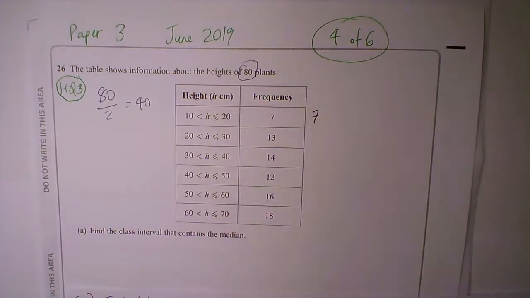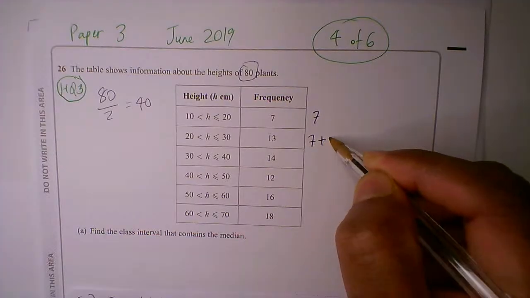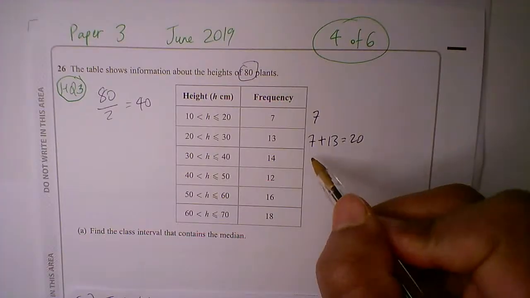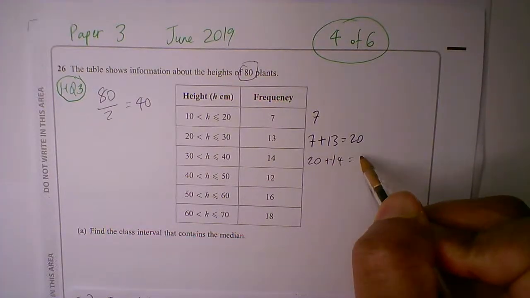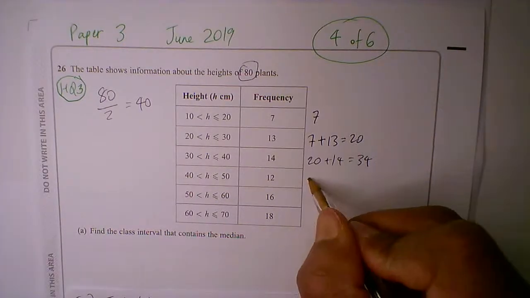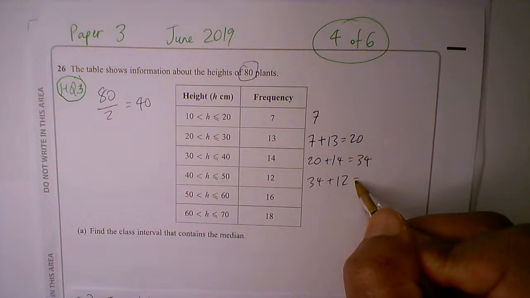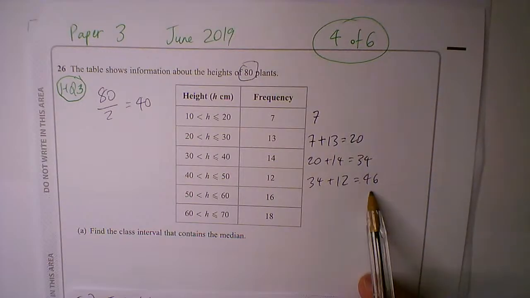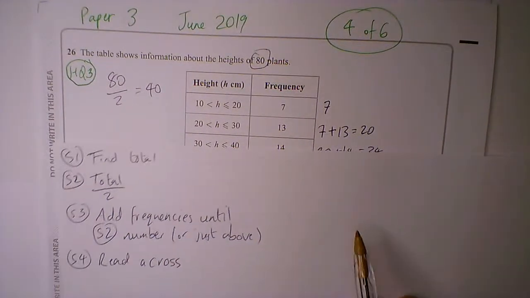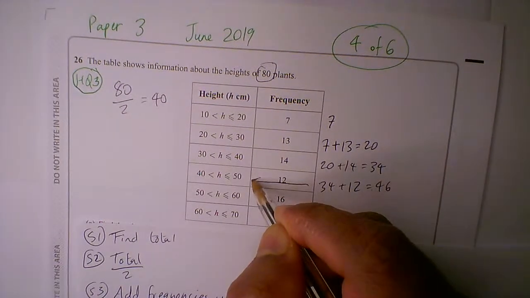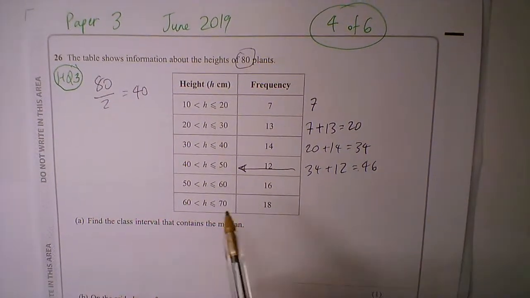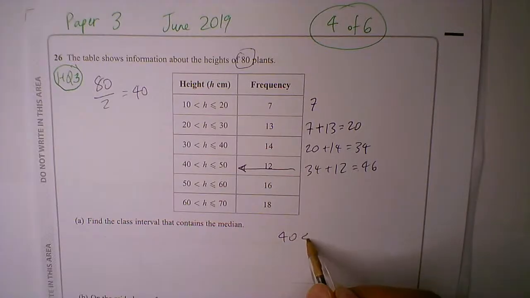That's lower than 40, so I keep going. 7 plus 13 gives me 20. 20 is below 40, so I keep going. 20 plus 14 equals 34. 34 is less than 40, so I keep going. 34 plus 12 gives me 46. 46 is just above 40. So that's my step 3 done. And my last step, step 4, I read across. And so my median class interval is 40 to 50.